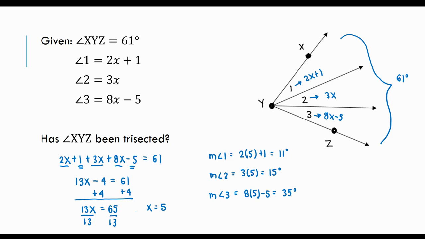So even though my picture might look like those angles are all the same and congruent, in reality, they aren't. And so because those are not the same measure, the question is, has this been trisected? And the answer is no.